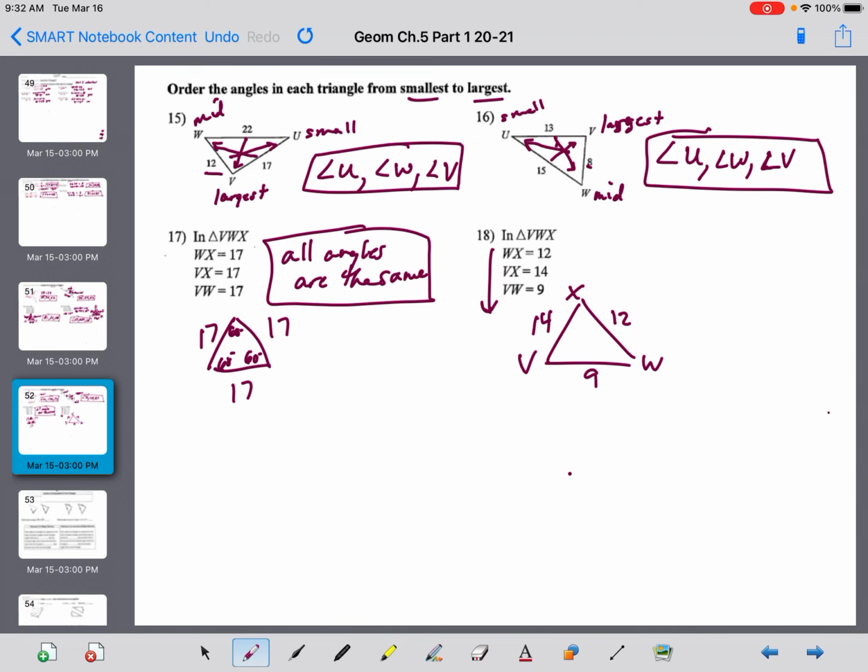So again, I'm not trying to draw my picture to scale, it's for position. So the shortest side is 9, so this is going to be the smallest angle. So angle X is going to start my list. Then the 12 would give me my middle one. So angle V. And then angle W would be the largest.